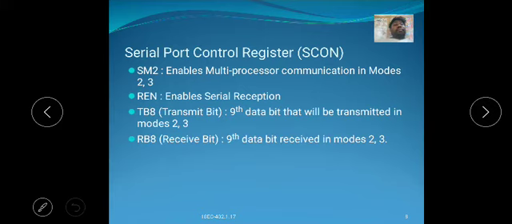SM2 enables the multiprocessor communication in modes 2 and 3. REN enables the serial reception. TB8, transmit bit 8, is the ninth data bit that will be transmitted in modes 2 and 3. RB8, receive bit 8, is the ninth data bit received in modes 2 and 3. In mode 1, the stop bit enters the receive bit.